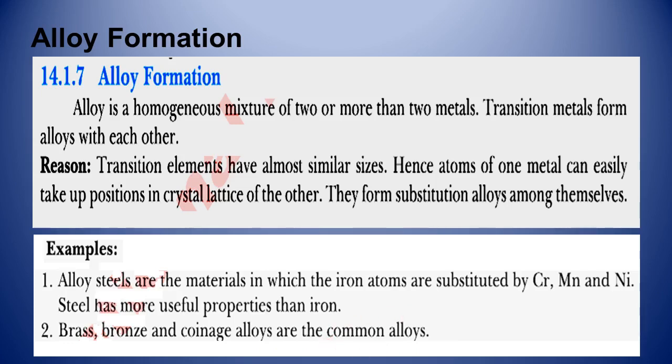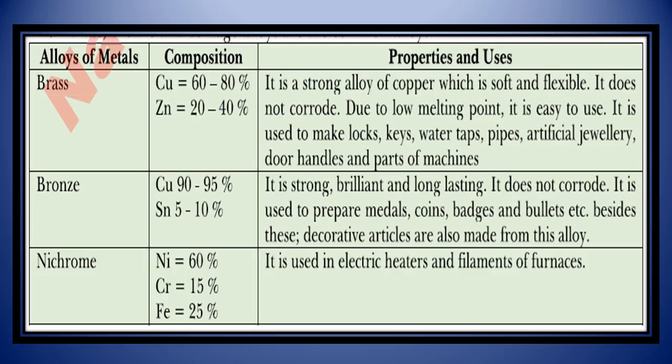The first example is brass, which is an alloy made up of copper and zinc. The composition percentage of copper may vary from 60 to 80% and that of zinc from 20 to 40%. It is a strong alloy of copper which is soft and flexible. It does not corrode, and due to its low melting point, it is easy to use. It is used to make locks, keys, water taps, pipes, artificial jewelry, door handles, and parts of different machines.